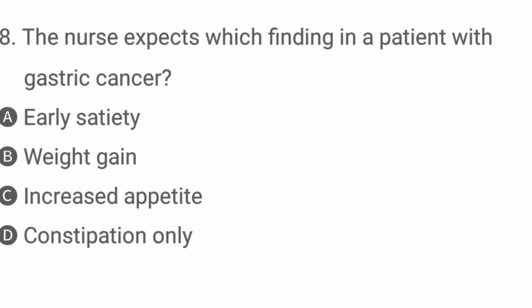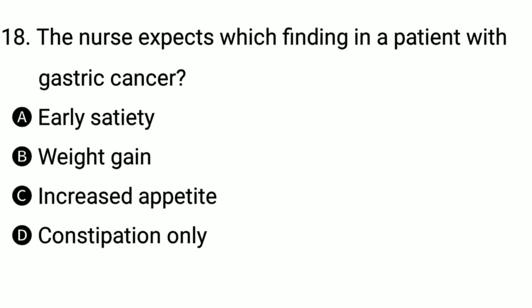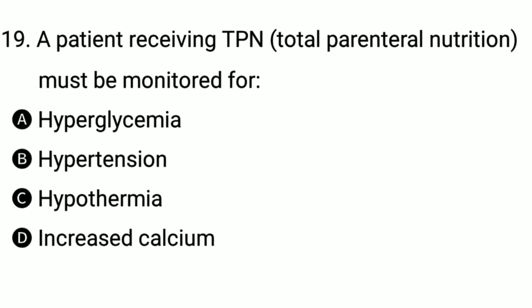Question number 18. The nurse expects which finding in a patient with gastric cancer? The right option is option A, early satiety. Question number 19. A patient receiving TPN must be monitored for. The right option is option A, hyperglycemia.